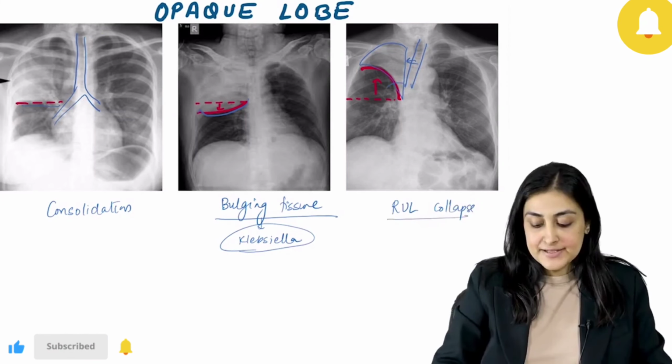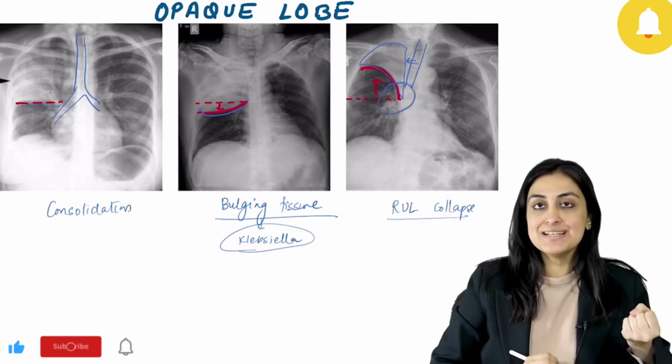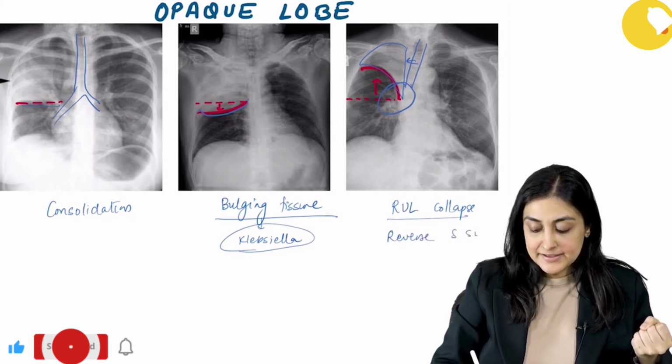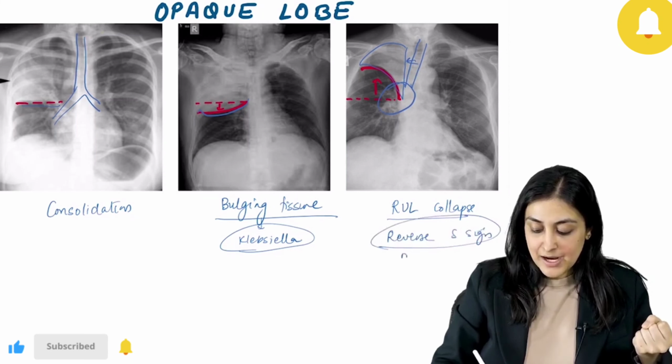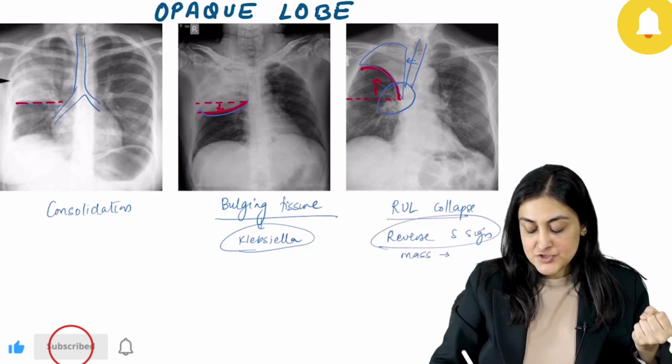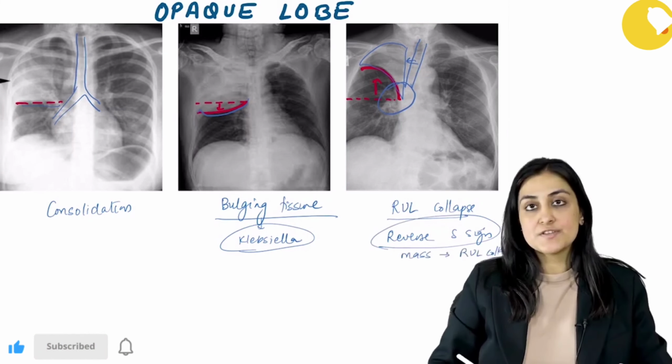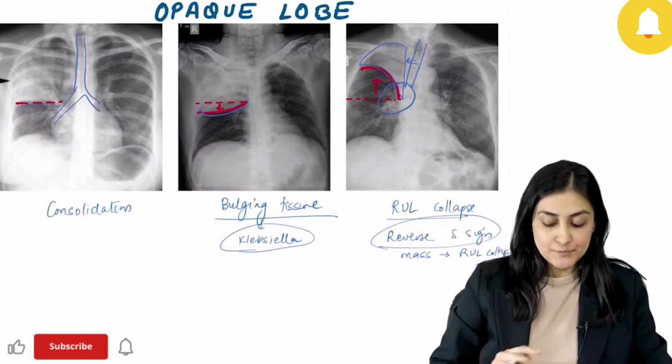And if you find that there is a central mass which is causing this collapse, that is called the reverse S sign, and it indicates that there is a central mass which is a malignancy which is causing this right upper lobe collapse. Okay, so this is the reverse S sign in right upper lobe collapse.